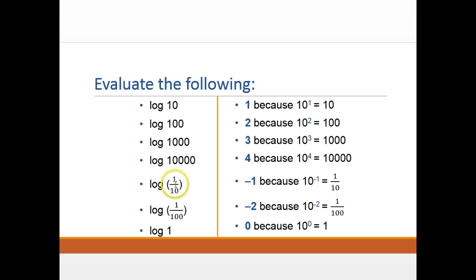We get into some interesting ones. Log of 1/10. This is actually negative 1 because 1/10 is 10 to the negative 1. Log of 1/100th is negative 2. And log of 1 is simply 0 because 10 to the 0 is 1.